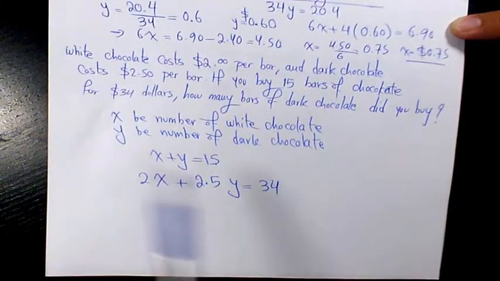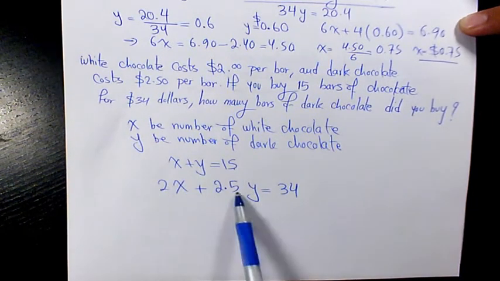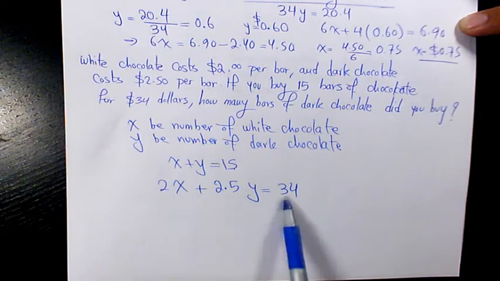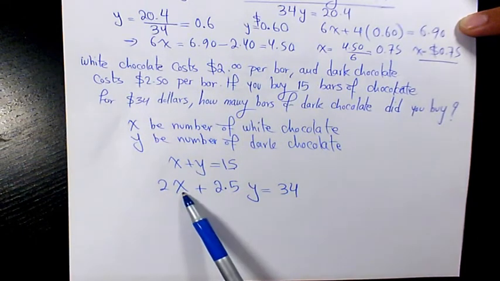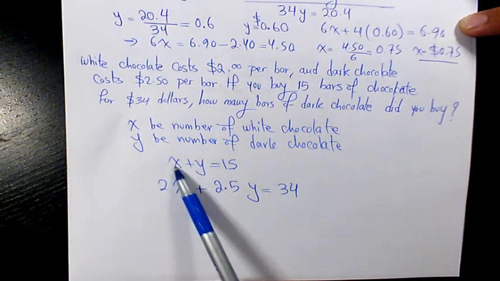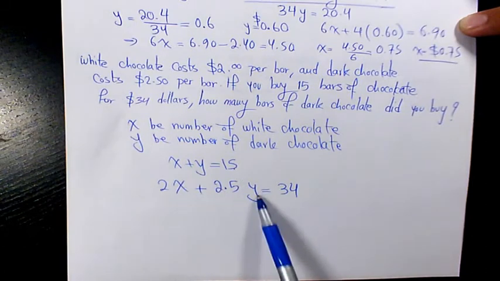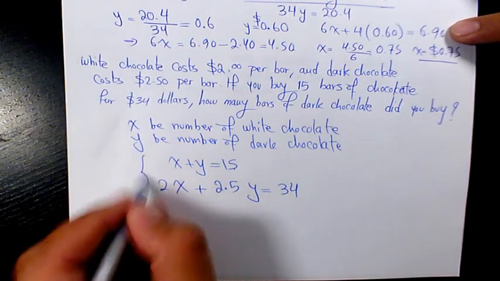$34. So again, here, number of chocolate, number of chocolate, number of chocolate, price, price, price. So that's why, as I said earlier, each term is supposed to have the same physical concept. So that's why $2 times number of white chocolate, because that's going to be the amount of money you spend for white chocolate. This one, 2.5 times y, is going to be the amount of money you spend for dark chocolates. And here we have $34, which is the total amount of money you spend.